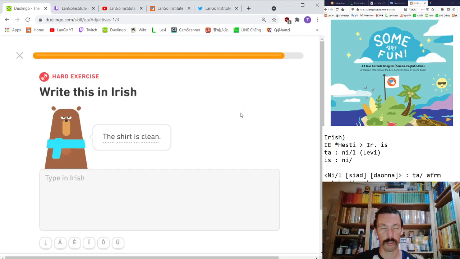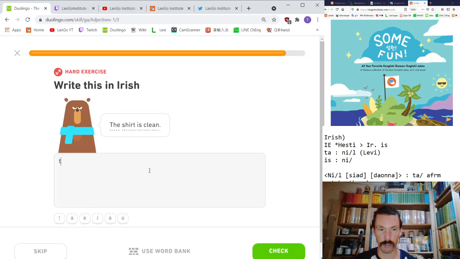But okay, there it is. Ta the shirt. Léine with a long A. Glan.